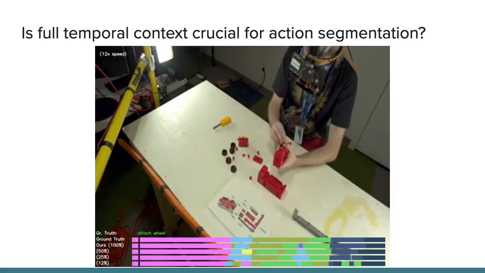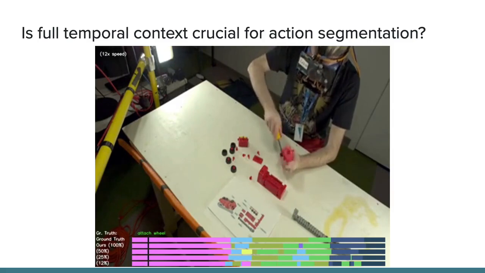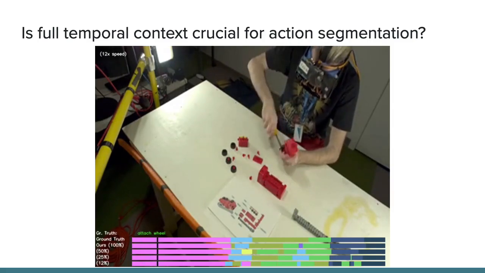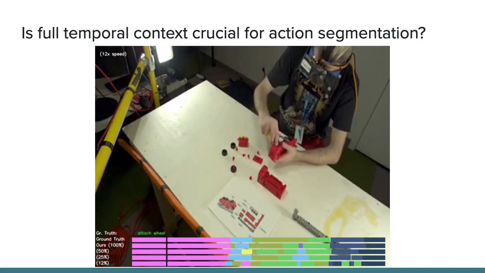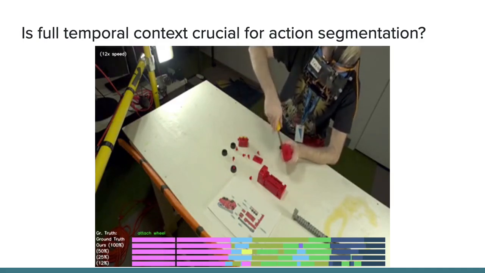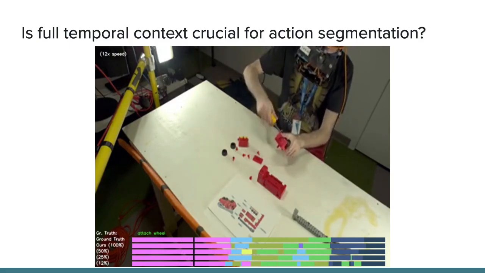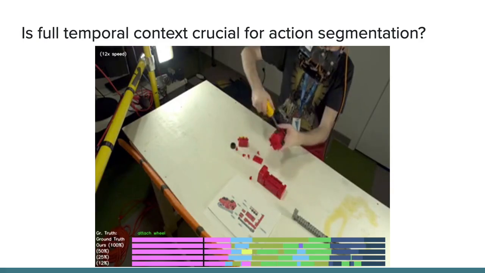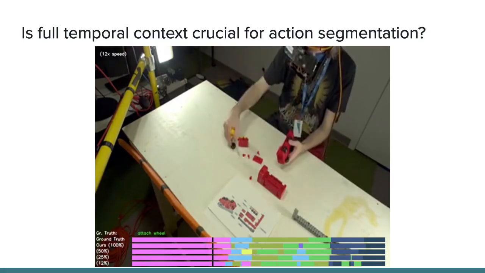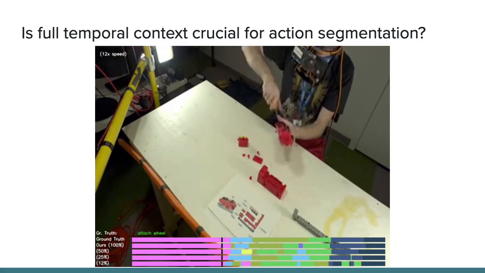In order to understand the impact of the window size on temporal action segmentation accuracy, we analyze the impact of the input size window on datasets such as Assembly 101, which contains long videos of assembly tasks where an action label needs to be predicted for each frame.